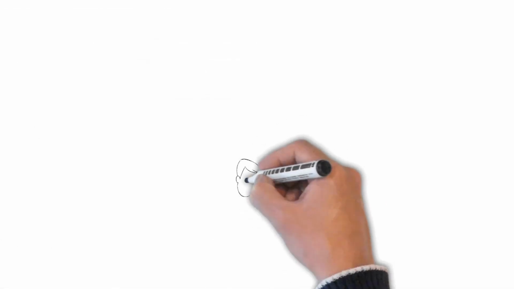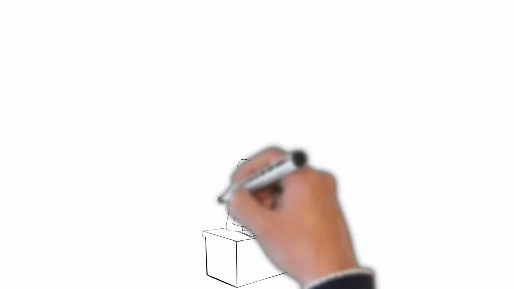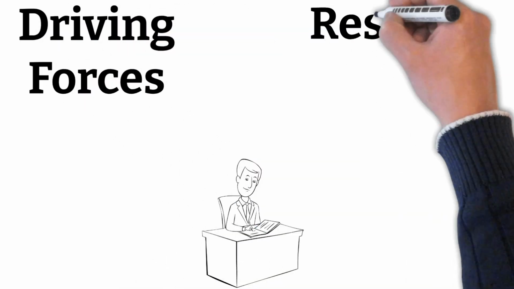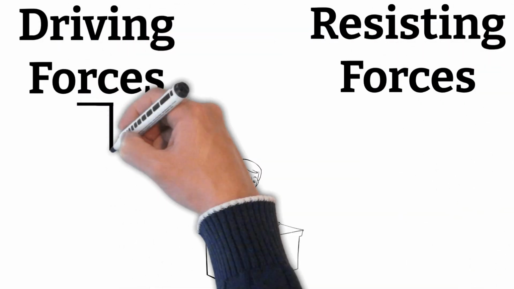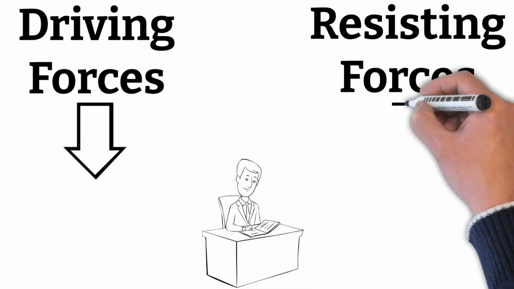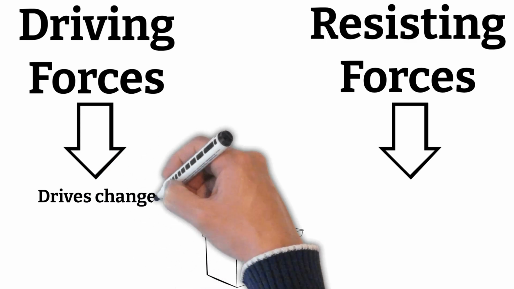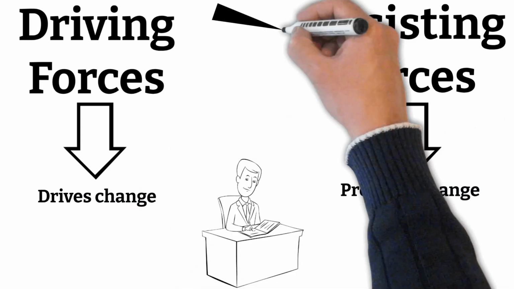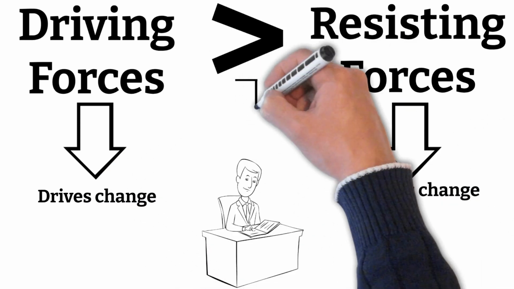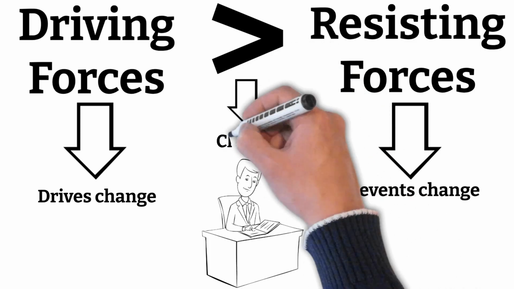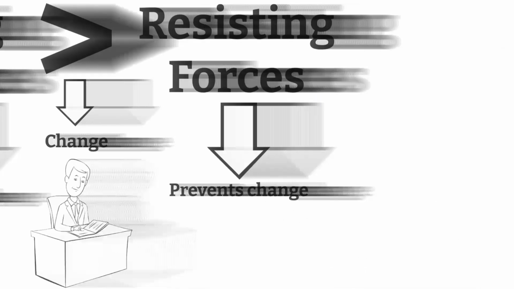At the heart of Lewin's theory are two fundamental concepts: driving forces and resisting forces. Lewin proposed that all behavior is influenced by a dynamic interplay of these forces. Driving forces push individuals or groups towards change, while resisting forces hinder or prevent change. When driving forces outweigh resisting forces, change becomes possible.